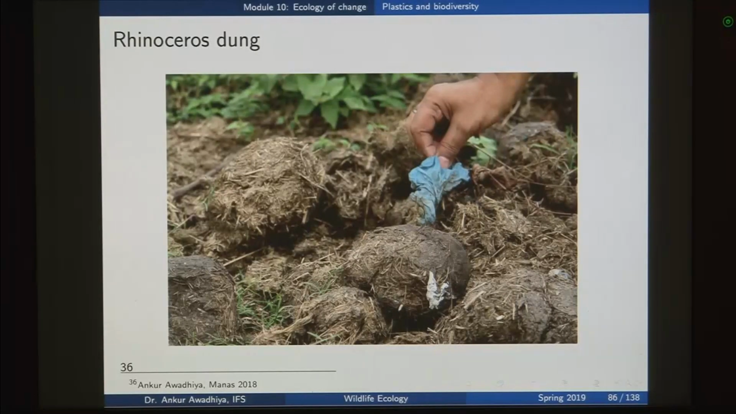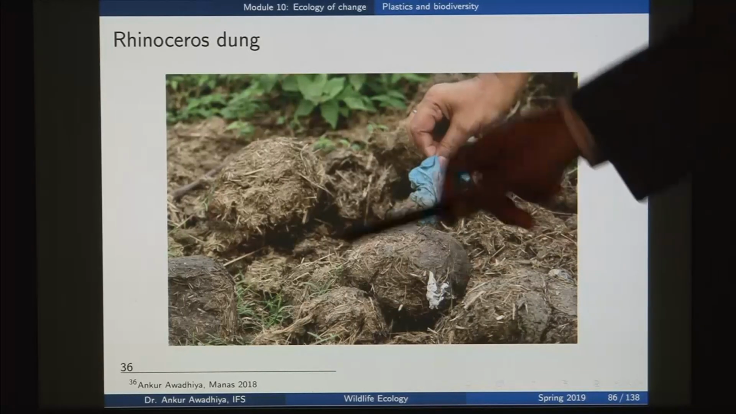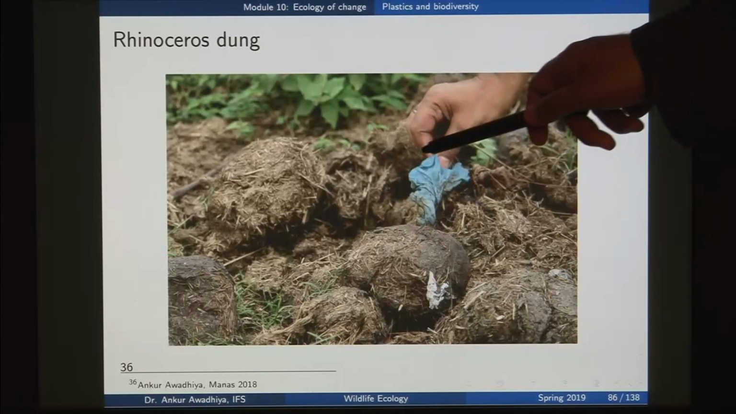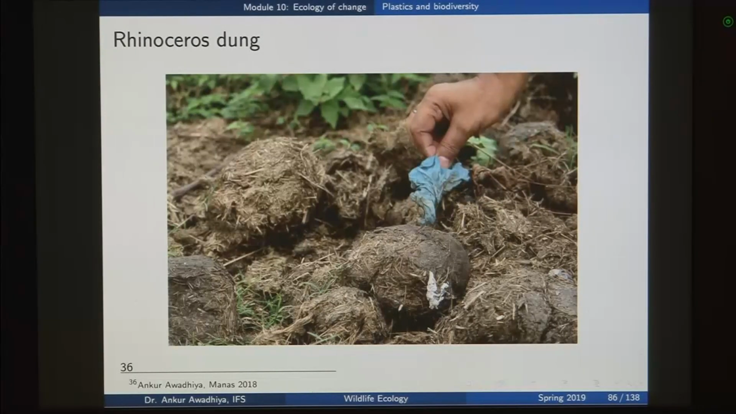So we went to the Manas Tiger Reserve, which is there in Assam, and this tiger reserve also holds a very big rhinoceros population. So we were moving around, and there we saw a pile of rhinoceros dung. Now we prodded this dung because we were seeing some bits of plastics here, and lo and behold, we were able to find this piece of polythene bag which was there in the rhinoceros dung. Now if we have a polythene bag that is there in the rhinoceros dung, it means that the rhinoceros had actually fed on the polythene.